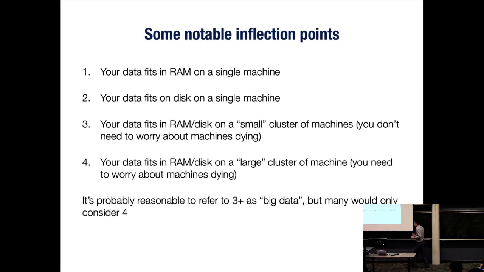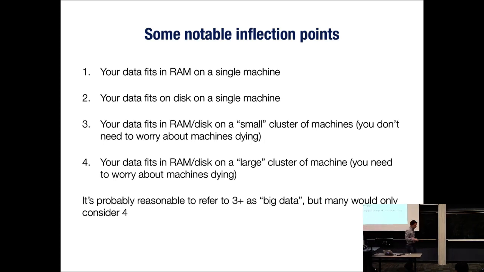And I'm actually fine saying anything that is category 3 or bigger here is big data. I will argue vehemently that categories 1 and 2 are not big data. If you can fit it on a single machine, that should not be considered big data. And anything else is just marketing. But some people may say it's only 4. You only really have big data if you have to worry about your machines dying. I'm fine saying 3, but it's a continuum, right?